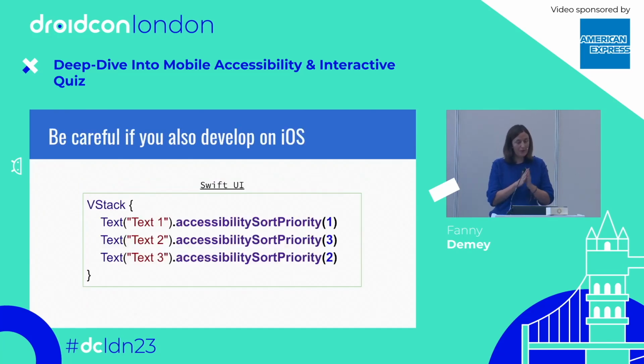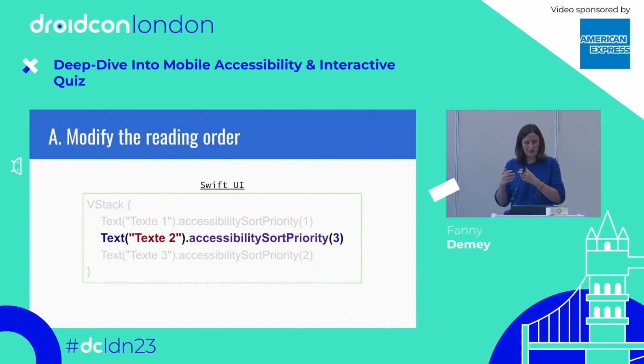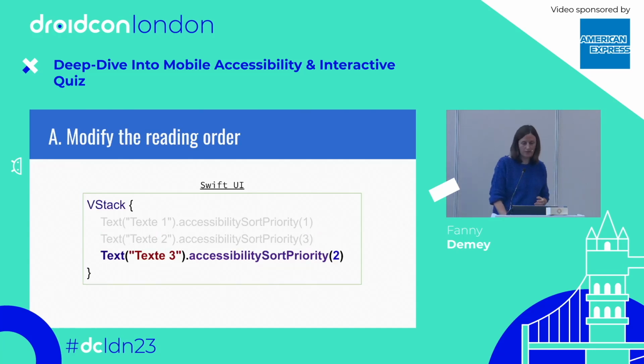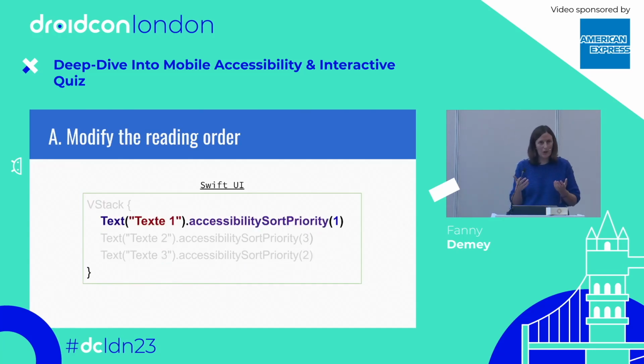Be careful, if you are also developing on iOS, there is a modifier doing almost the same, accessibility sort priority, but it's the opposite. The first element that will be read has the number 3, then 2, then 1. So always test, because I'm always forgetting which one to use.